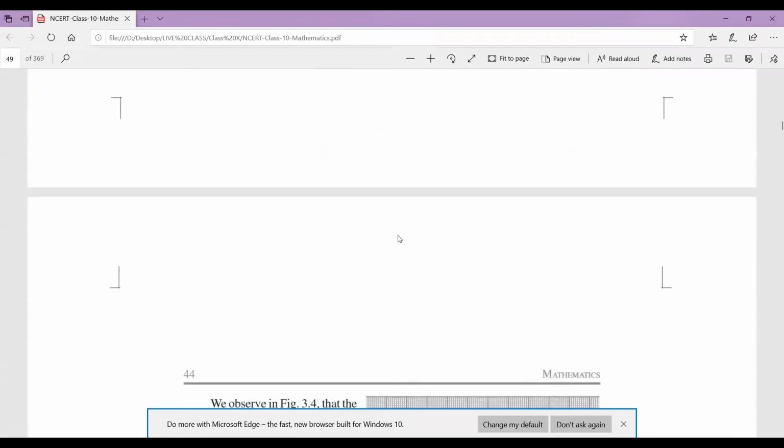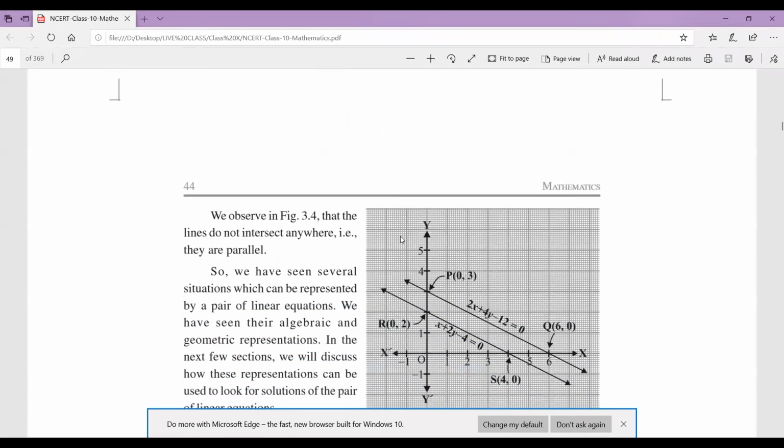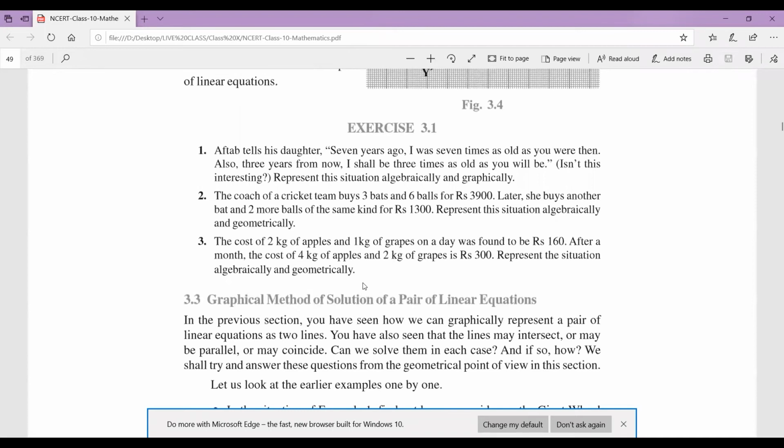Yeah, so then this is your exercise 3.1. You can see we have the same questions here. Please try this one. Question number 1. Try to build up the equations and just tell me what type of solutions they will have. Please try, all of you. This first one, build up the equations and tell me what type of solutions they will have.